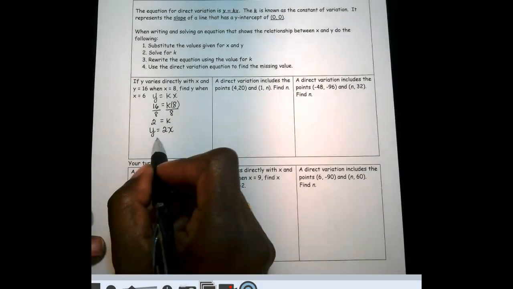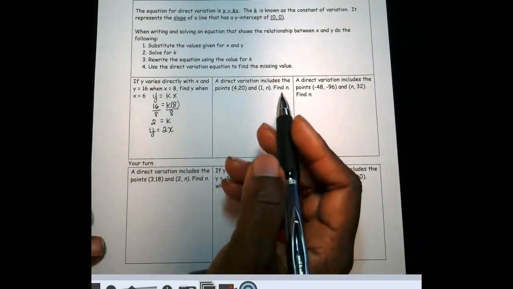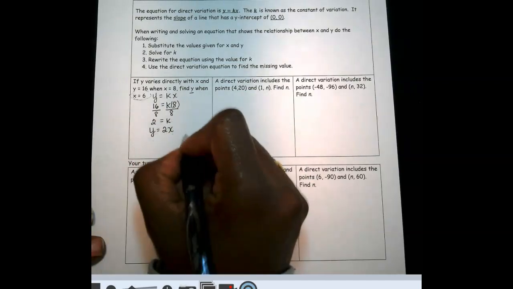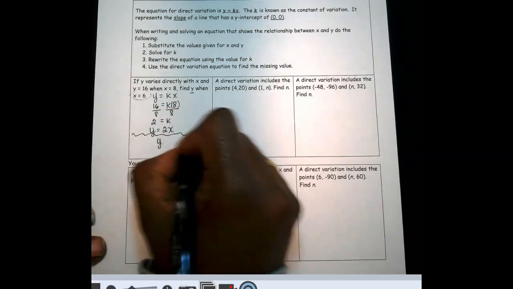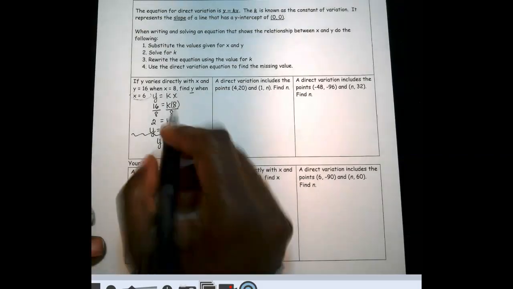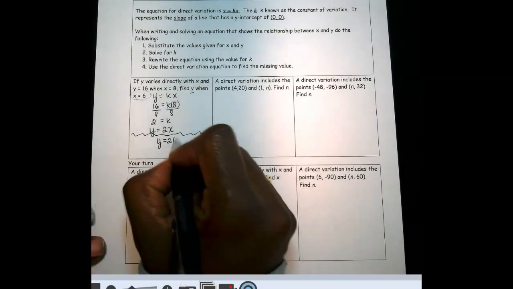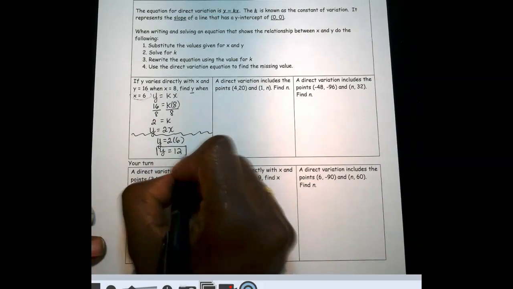Now, if we were in our previous session, this would be our answer. But what we're going to use this for is to solve when x is 6. So what we want to know is, what is y when I put this in? So we would take our equation, y equals 2, and x now is 6. So y would be 12. So this would be our answer.